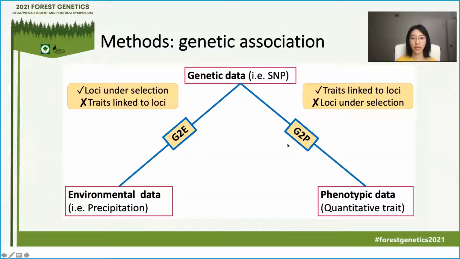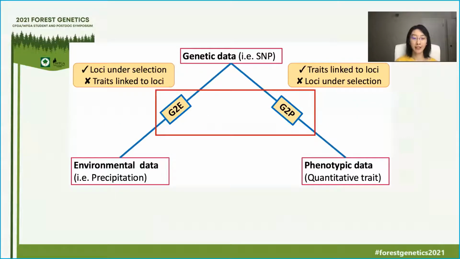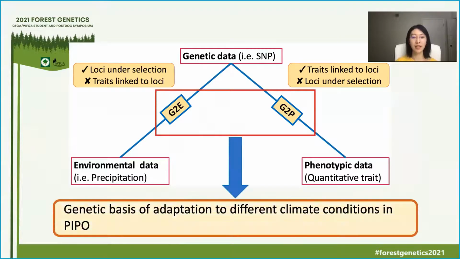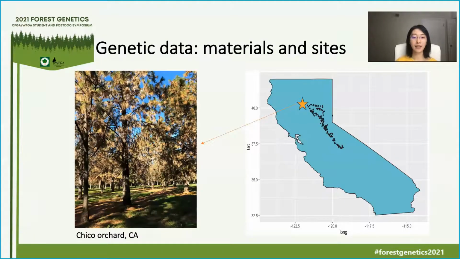In G2P, genotype to phenotype association analysis, the phenotypic data need to be measured in a common garden environment in order to eliminate the effects of environment. It can be useful tools in identifying genetic loci linked to targeted traits. However, whether these genetic loci are under selection in nature is unknown. Thus, G2E and G2P are complementary. In this study, we combine G2E with G2P to address the knowledge gap about genetic basis of adaptation to different climate conditions in ponderosa pine. So how to get the genetic data?